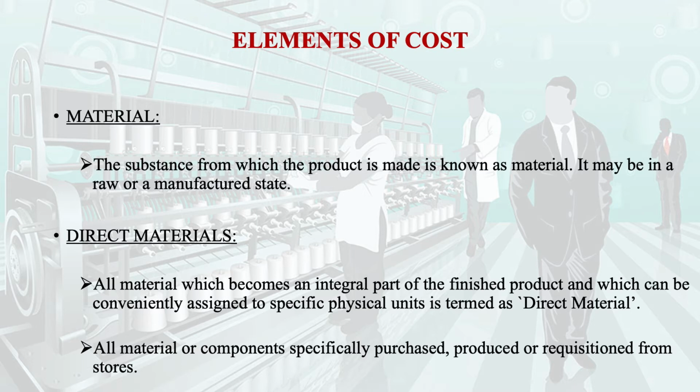That means all the materials or components specifically purchased, produced or requisitioned from the stores are called the direct material. Just like primary packing material, cartons, wrapping, cardboards, partly produced or purchased components, they all come under the direct material. Now, the second category of the material is called the indirect material.